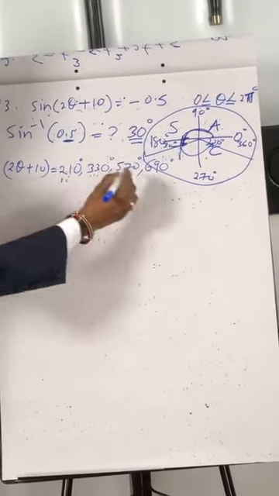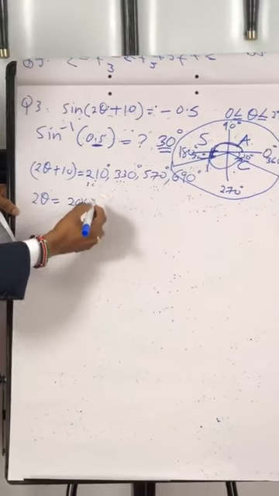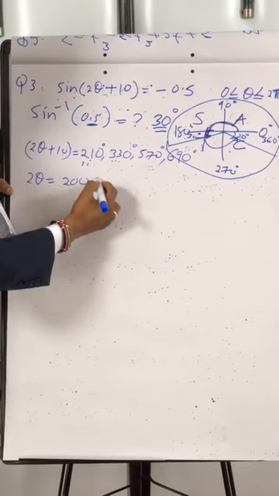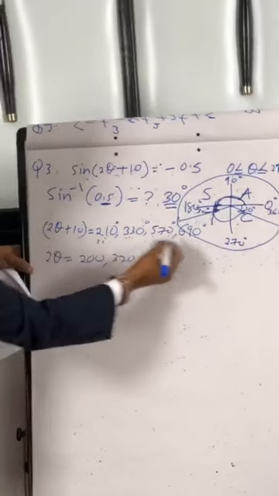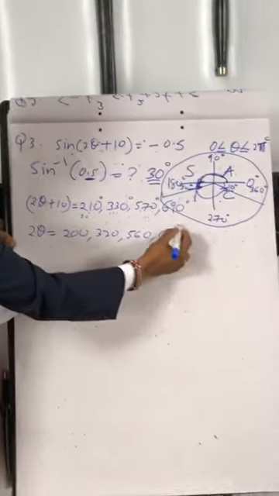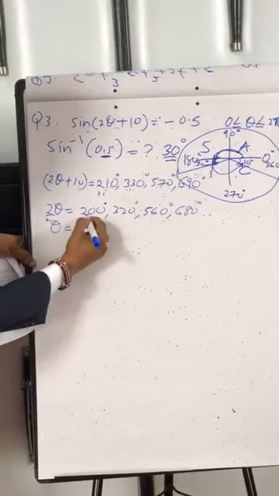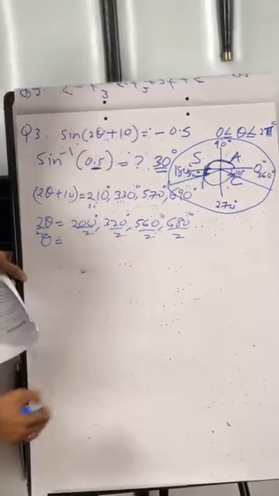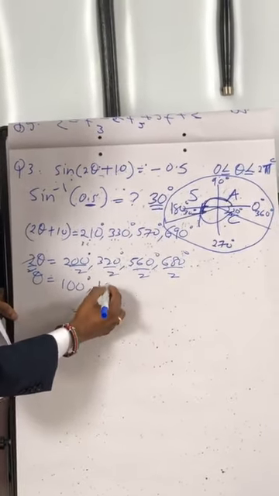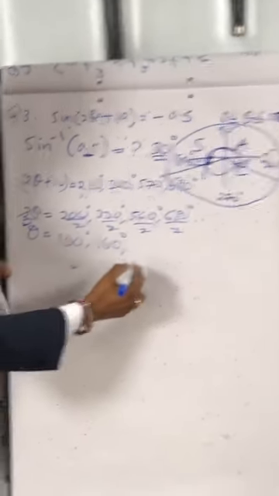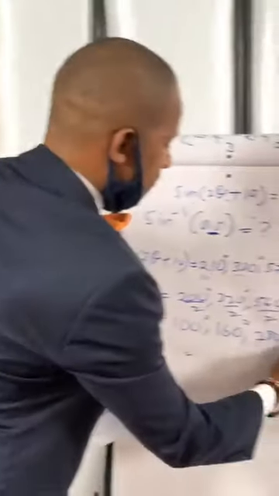Therefore, when we open this, we get 2 theta equals, when 10 crosses the other side, 200, because it is 210 minus 10. 330 minus 10 is 320. 570 minus 10 is 560. And finally, 690 minus 10 is 680. They are in degrees. Therefore, theta is equal to, divide everything by 2. 2 into 200, 100 degrees. 2 into 320 is 160 degrees. 2 into 560 is 280 degrees. And 2 into 680 is 340 degrees.